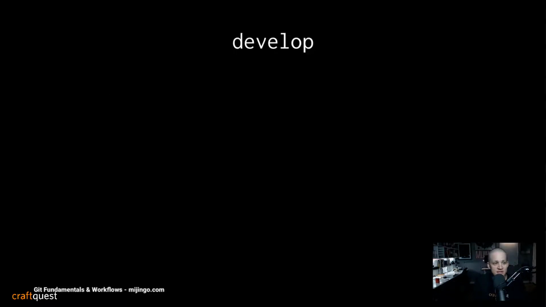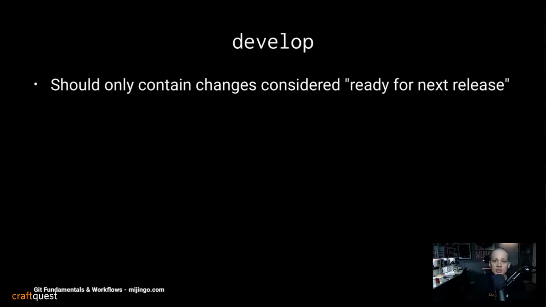The other main branch is develop. This should only contain changes considered ready for the next release. So this is the place where everything gets pulled together before we would cut a new release or start a new release. And I'll show you this. I'm going to use the Tower software because I think they actually have a really nice implementation of Gitflow. And I'm going to show you this after we are through the slides.